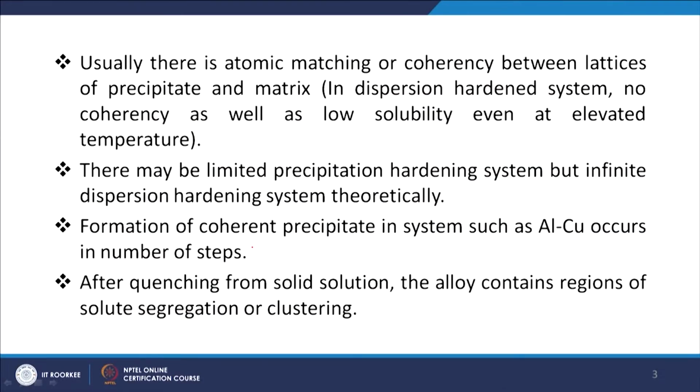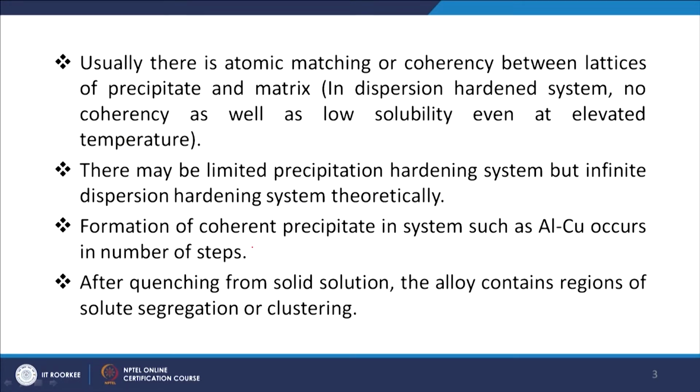So, one of the very live examples will be the aluminum copper system. We have studied the aluminum copper phase diagram also, where we have seen that the solubility of copper will be up to a certain percent, around 5, if you increase the temperature, and if you decrease the temperature, that decreases to a very low value. So, in such cases you have the formation of coherent precipitate in the system.